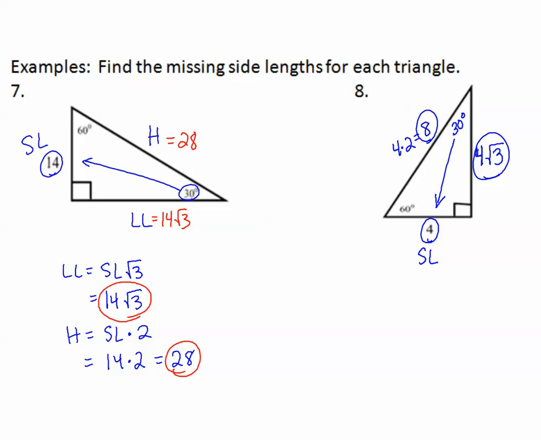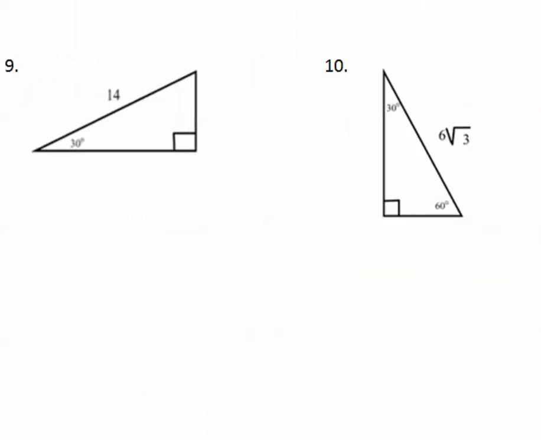Let's take a look at another scenario. In 7 and 8, we were given the short leg. What happens if we're not given the short leg? We just work backwards. In my 30, 60, 90 triangle, I'm given the hypotenuse. So let's think of our formula. The formula for hypotenuse is short leg times 2. So how do we go backwards? Going backwards is dividing by 2. So if I want the short leg, I do hypotenuse divided by 2. My short leg, across from the 30 degrees, is 14 divided by 2, or 7. 7 is my short leg.